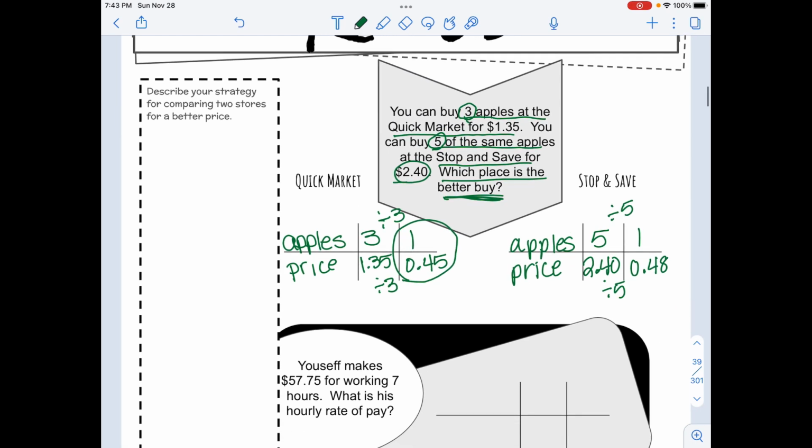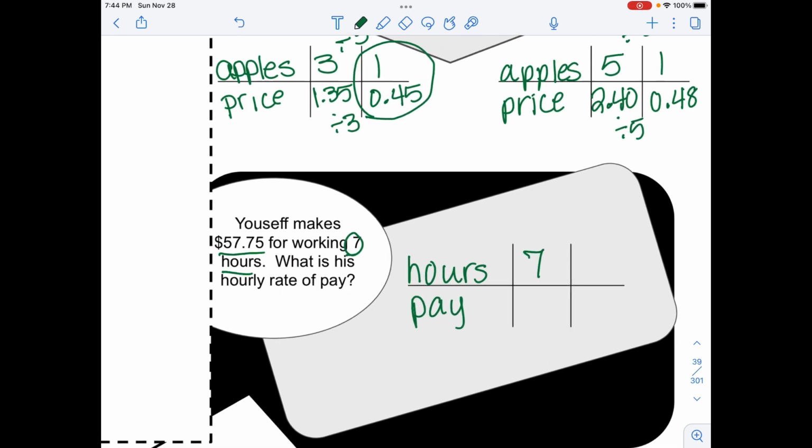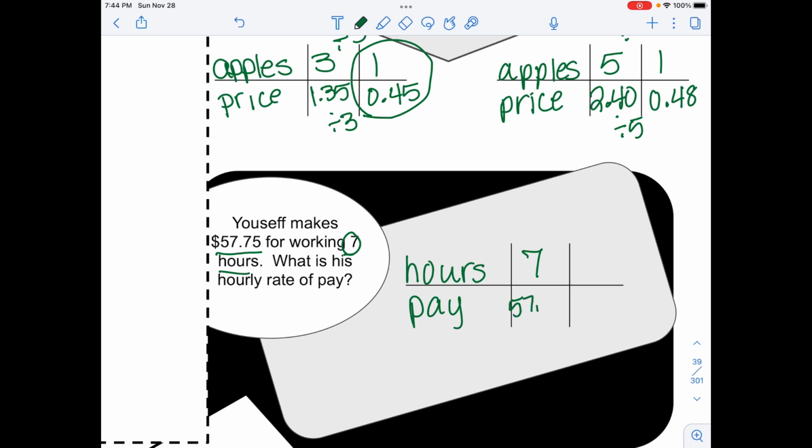Another way I can compare rates is for like my salary or my wages. So Yourself makes $57.75 for working 7 hours. What is his hourly rate of pay? Okay, so we are going to have hours to pay. Okay, so 7 hours. In 7 hours, he makes $57.75. So we want to know what is his hourly rate of pay.